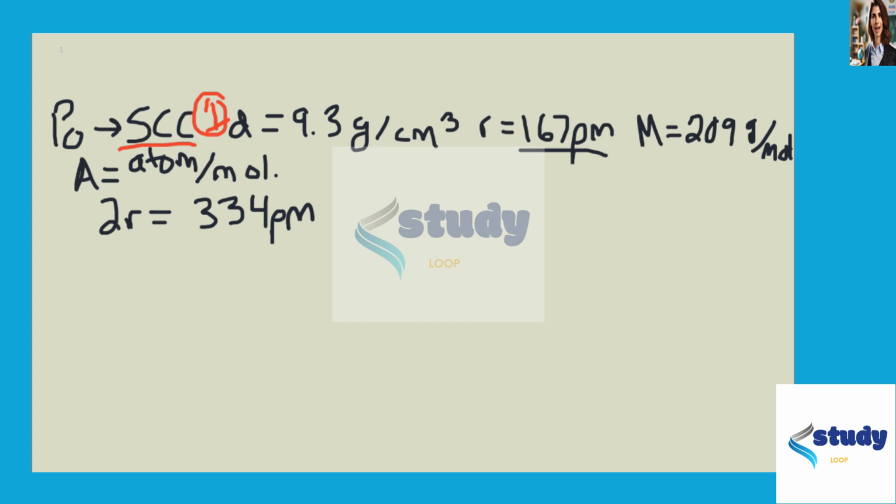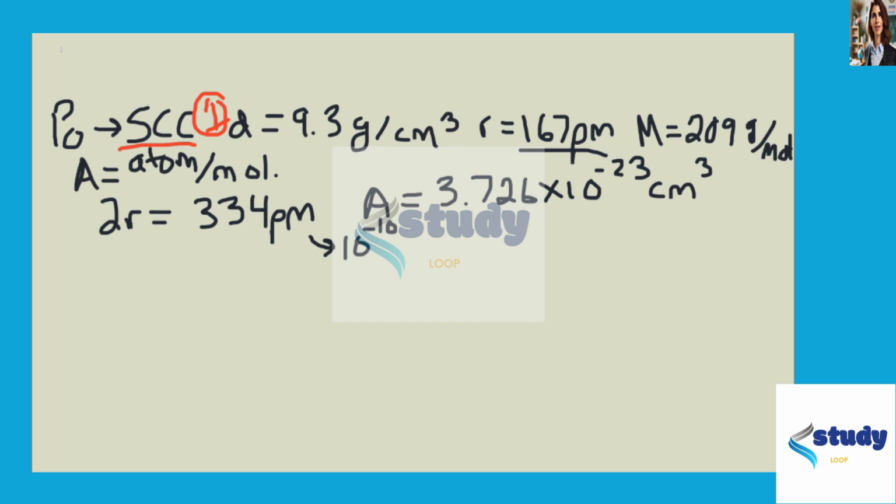Now we just take this number and cube it to get the volume of the cell. And if we do that while converting it into centimeters, we find that the volume of this cell is 3.726 times 10 to the negative 23rd centimeters cubed. Now remember that the conversion factor between picometers and centimeters is just taking this and multiplying it by a factor of 10 to the negative 10th.